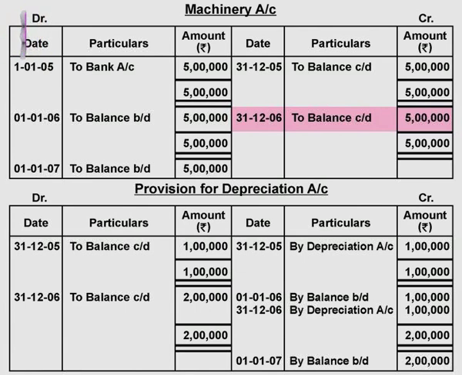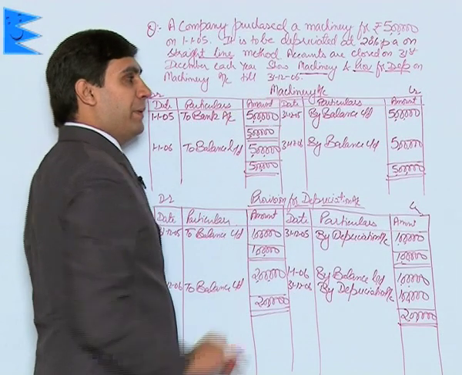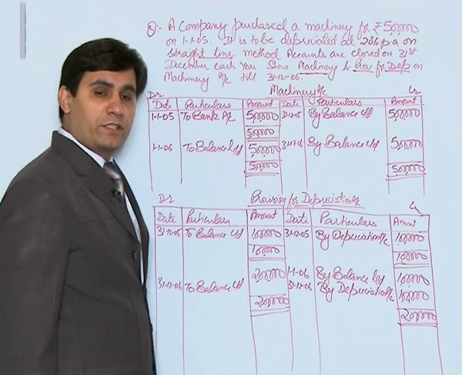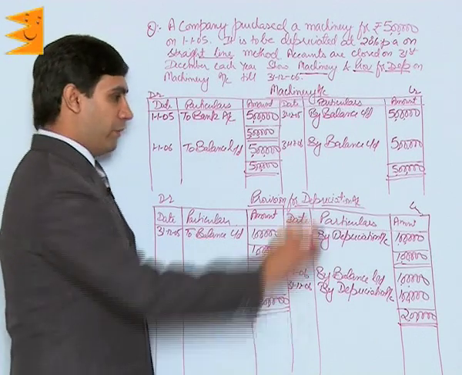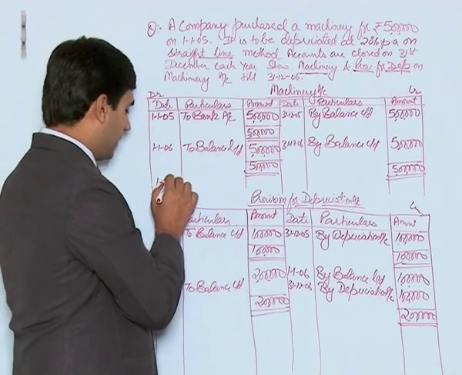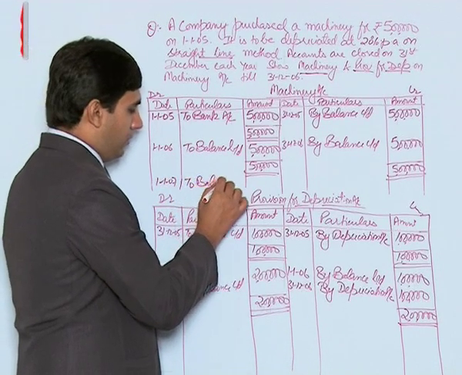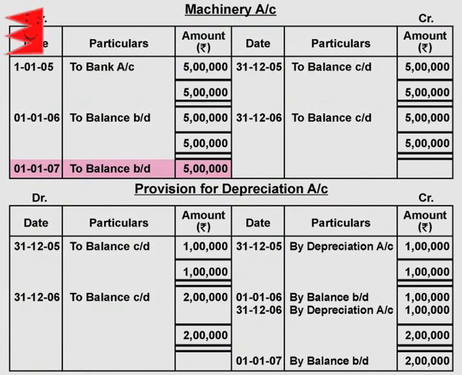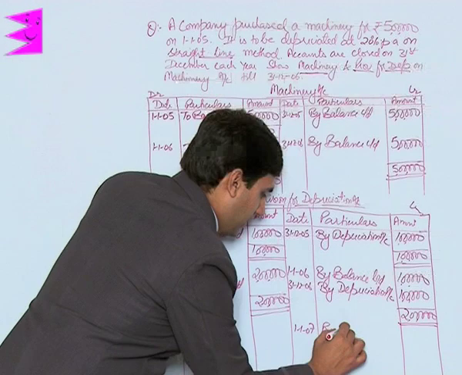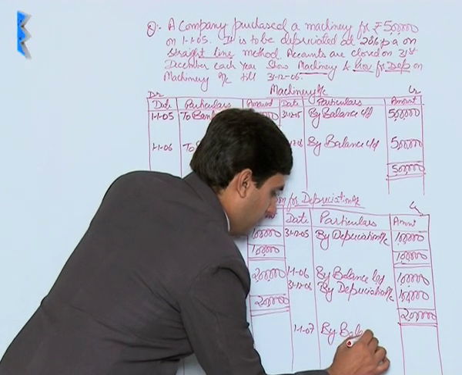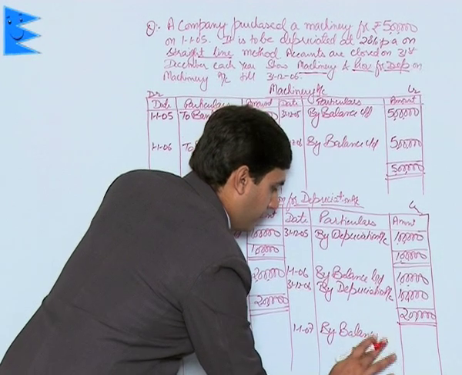Now students, we were required to prepare till 31st December 2006 only, but again we must bring down these balances in the beginning of the next year and leave it there. To balance brought down 5 lakh for machinery and 2 lakh for provision, that is by balance brought down 2 lakh here.